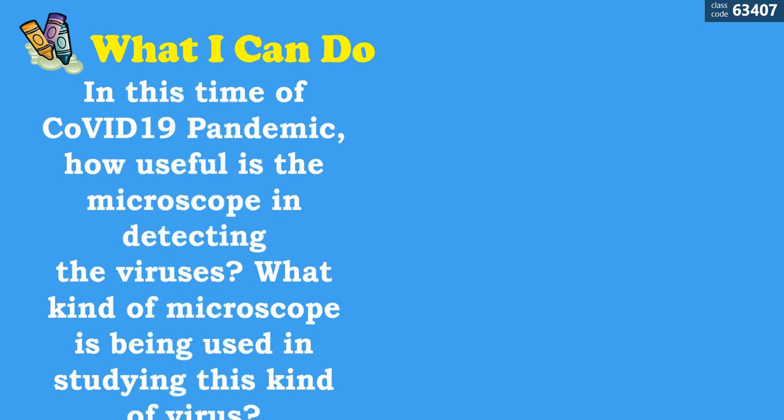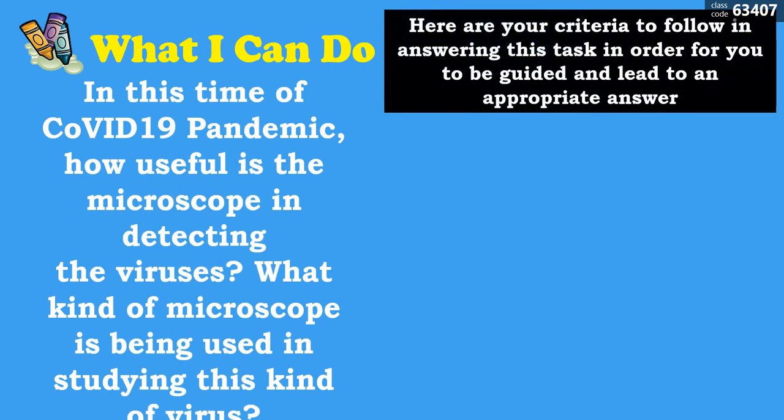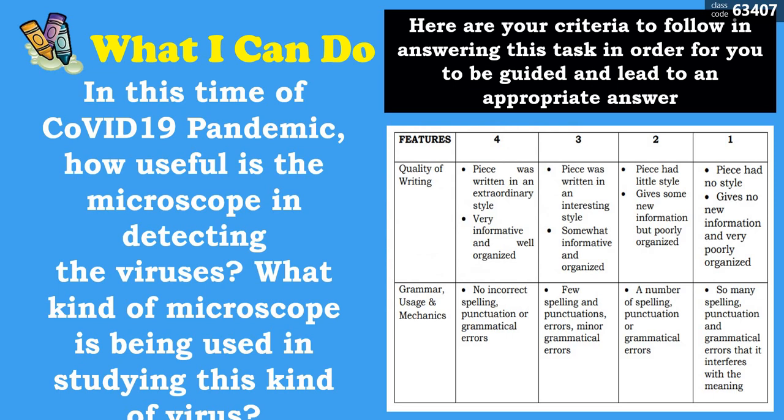So in this time of the COVID-19 pandemic, how useful is the microscope in detecting viruses? What kind of microscope is being used in studying this kind of virus? Here you are given criteria to follow in answering this task in order for you to be guided and led to an appropriate answer. You are going to write an essay about the COVID-19 pandemic, and the features on how to score your output are given here. Quality of writing, 4-3-2-1, grammar, 4-3-2-1. That will serve as your take-home assignment.